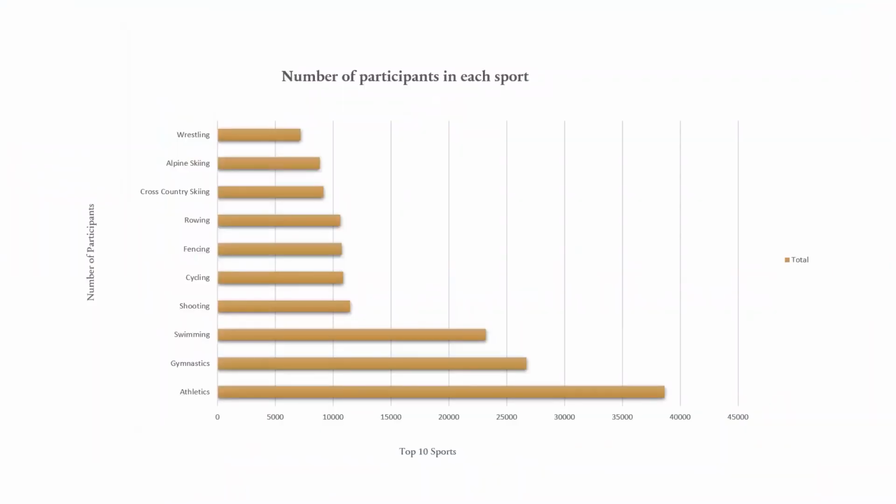Now coming to the number of participants in each sport. As we can see here in the graph, the highest number of participants in the Olympics is in athletics. Athletics has the highest number of participants, followed by gymnastics and swimming. Wrestling has the least participation as compared to all other sports. To demonstrate this graph, we have to run a SQL query.